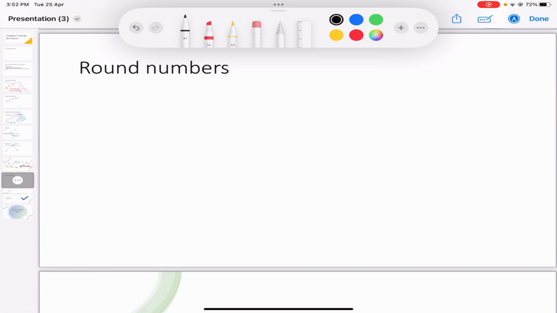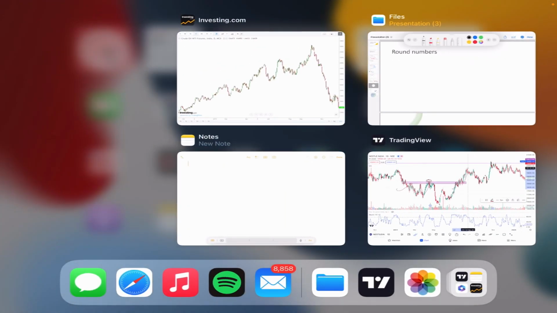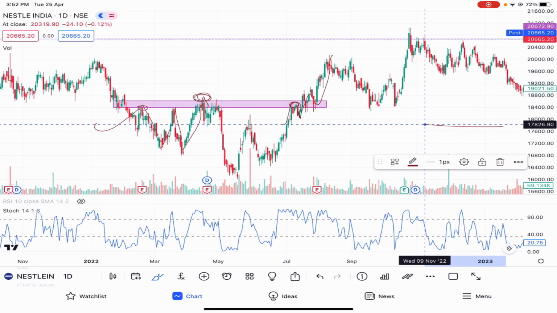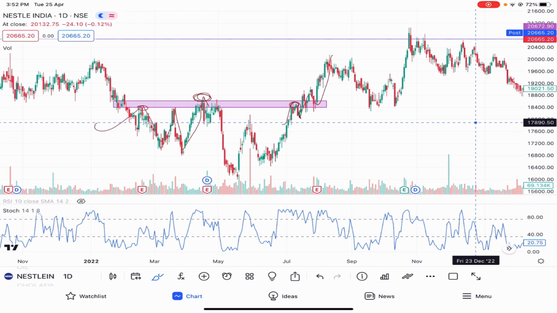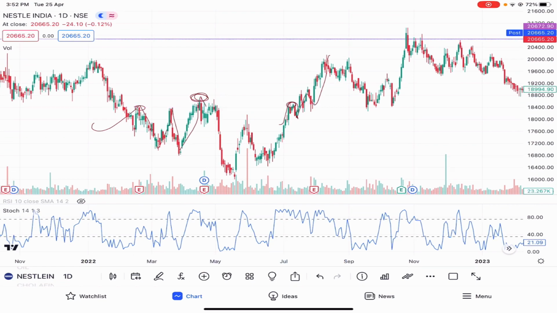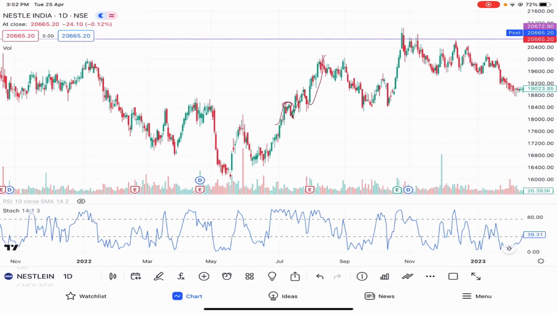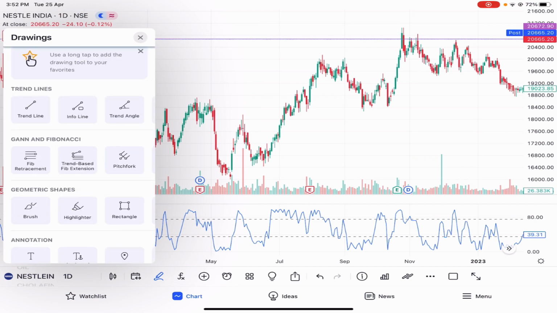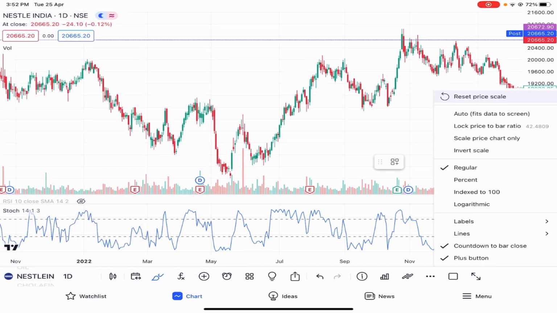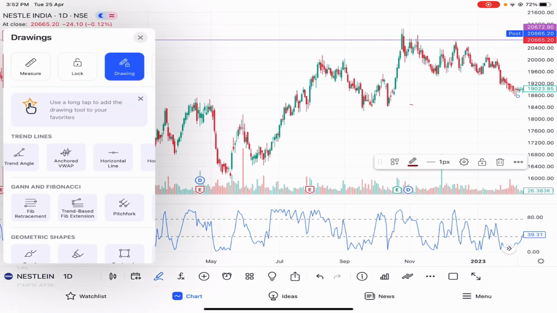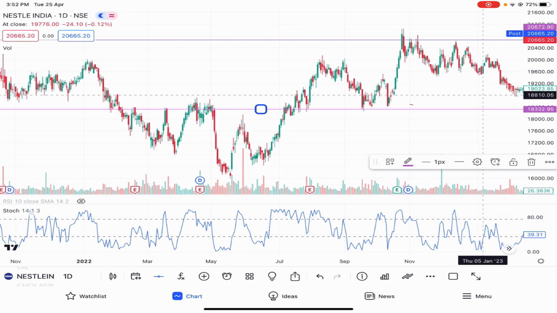The round numbers act as a psychological resistance or a psychological support. Even if my price action is not giving me any signal that this is going to be a resistance zone, since it is a psychological round number, it might act like a psychological resistance. Like for example, if you think about this, 18,800. Okay, 800 is a round number. So if I make a horizontal line over here, 18,000.